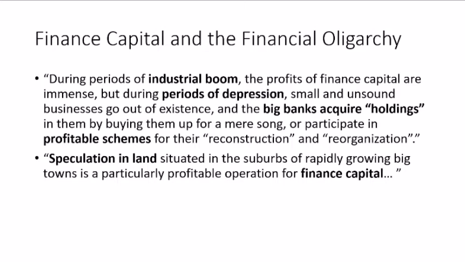Speaking of that, I just put in this lovely sentence here because, even though Lenin did not have a crystal ball, we could maybe be fooled into thinking he did, because he mentions that speculation in land situated in the suburbs of rapidly growing big towns is a particularly profitable operation for finance capital. Yeah, banks own a ton of land, right?